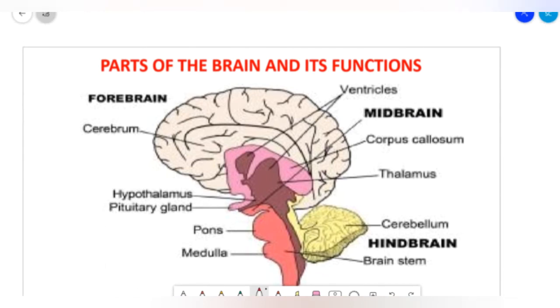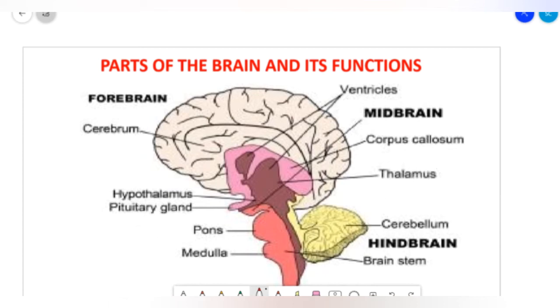Now before we go into the parts and functions of the brain, let me give you a brief intro of what the brain looks like. The brain is about 2% of the body weight in all adult humans. And apart from that, the brain consumes about 25% of the body's supply of oxygen. So it uses this oxygen to release energy during respiration.